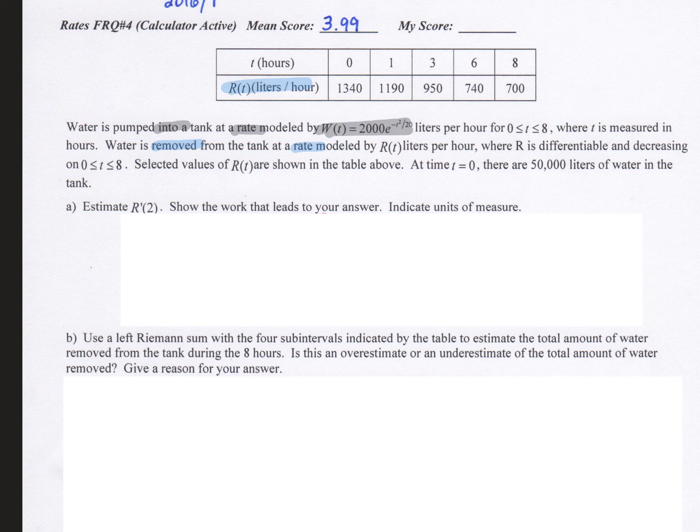In part A, we're asked to estimate R prime of 2, and what I have in my table are R values. So what I'm going to do is use an average rate of change to approximate this instantaneous rate of change. We've done many problems like this one. So this is just finding where 2 falls in our table, and it's right in between the 1 and the 3. So this is the part of the table I'm interested in.